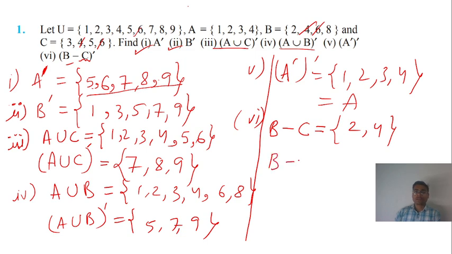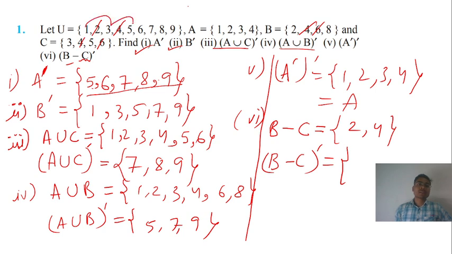What we have to find is B difference C whole complement. So we will remove this B minus C set from the universal set, so we will have to remove 2 and 4 from the universal set. 2 and 4 is removed.